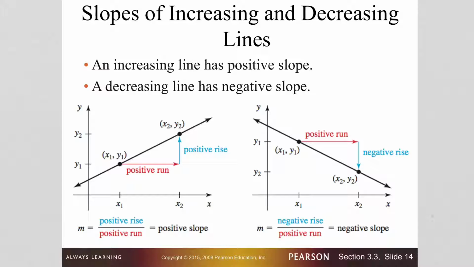Okay, lines that go upward to the right are increasing. So read your line from left to right. If it's going up, then that is a positive slope. Read your line from left to right. If it's going down, then it will have a negative slope.